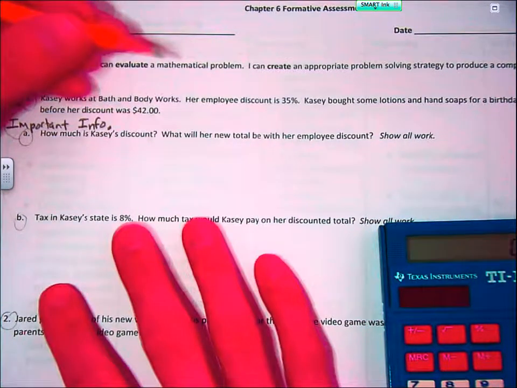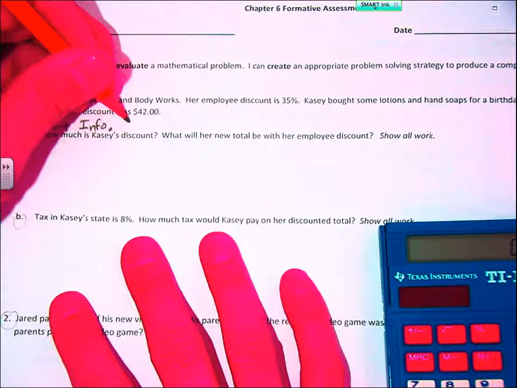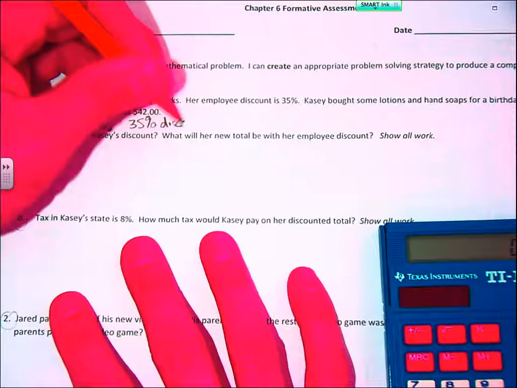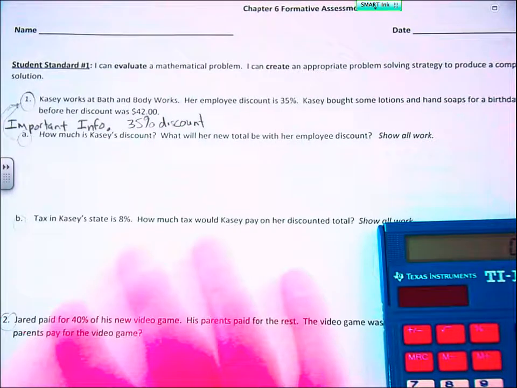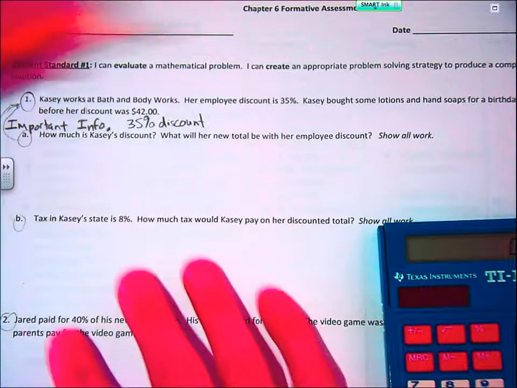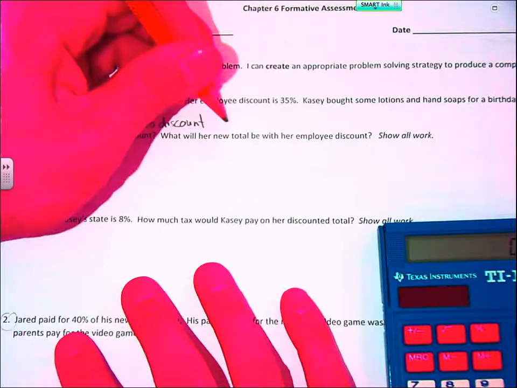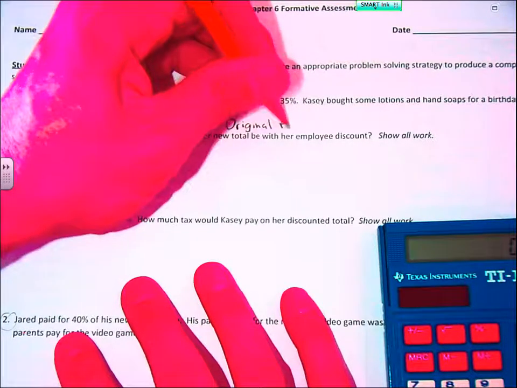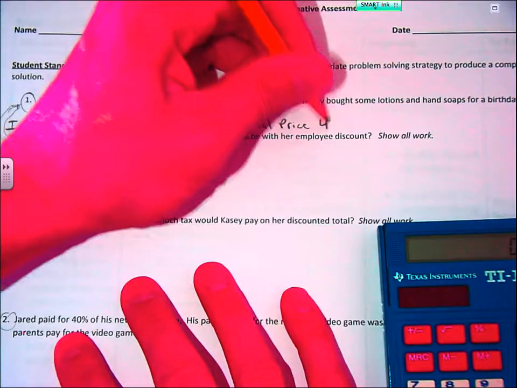So for Casey, what's important is that she has a 35% discount. And then what's important before we get started is that the original price was $42.